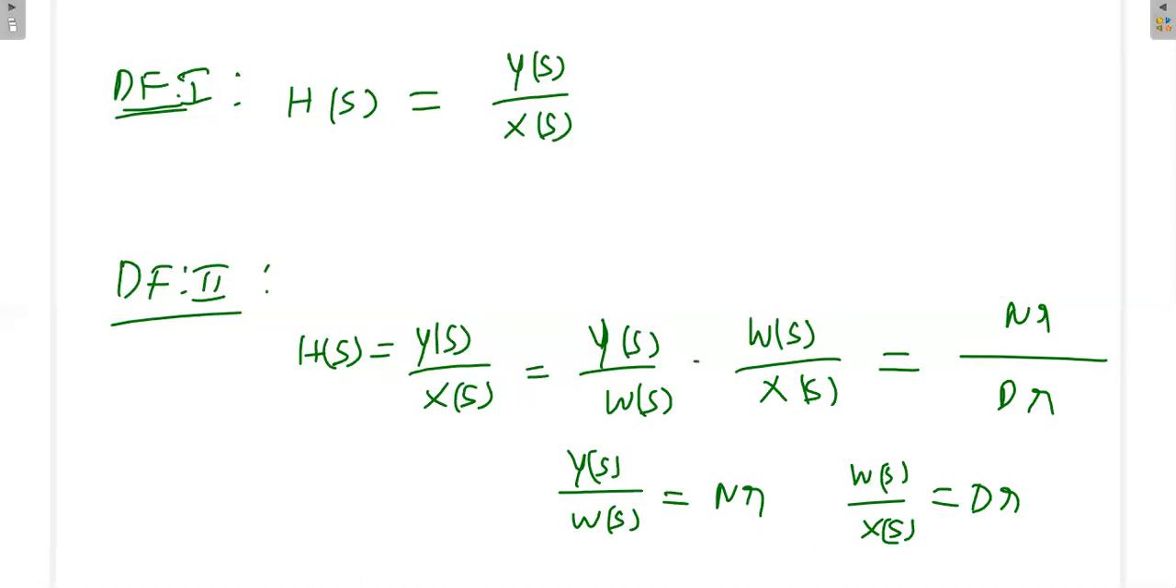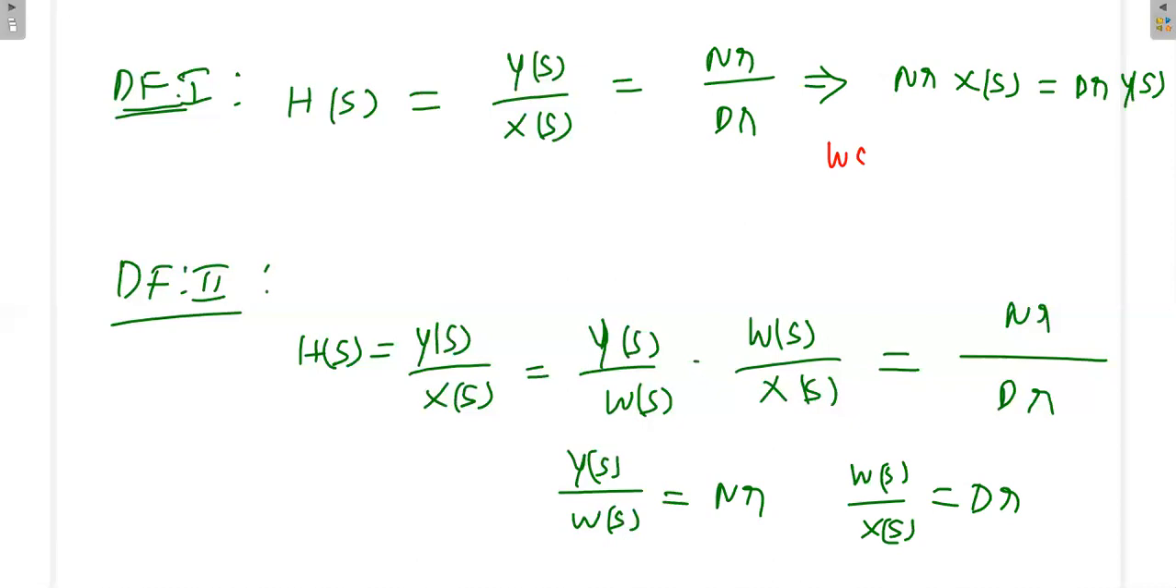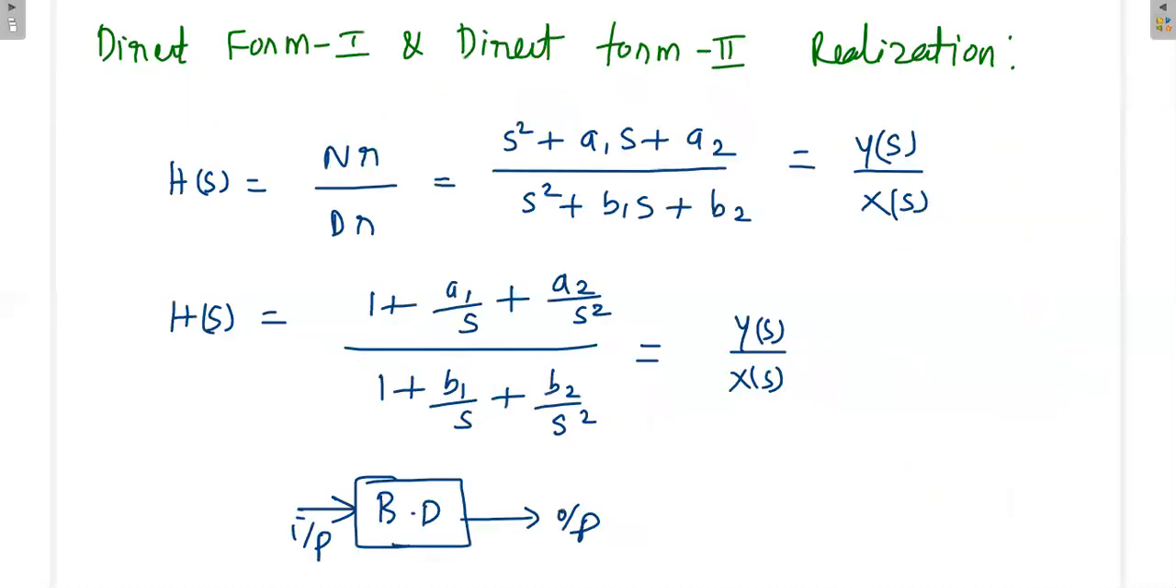Whereas in the direct form 1 case, we have numerator and also denominator. Multiply the x of s with the numerator and the y of s with the denominator. Then you introduce one new extra variable, that is ws. ws is equal to numerator into x of s, and the same ws is equal to denominator into y of s. Then you realize one structure at the input side and the other at the output side. The common term ws gives you a proper connection, and finally you will get the direct form 1 structure.